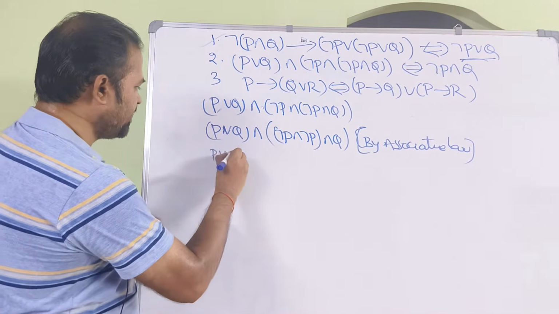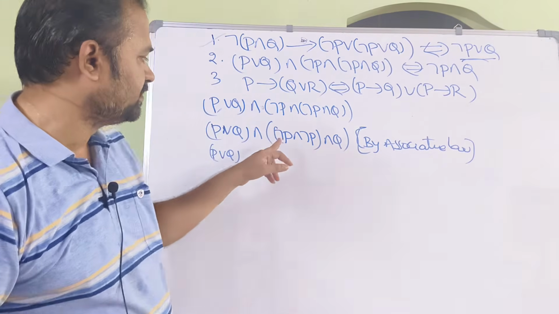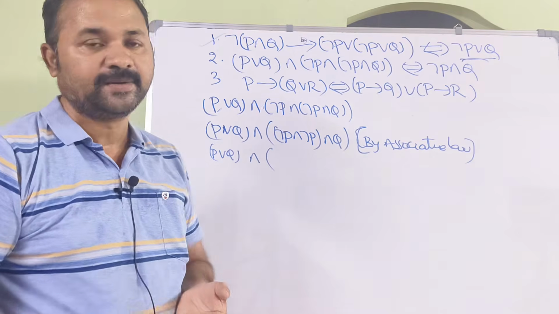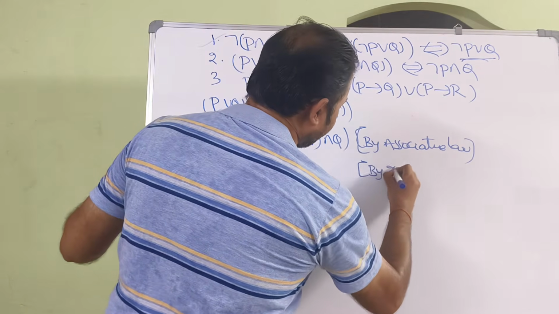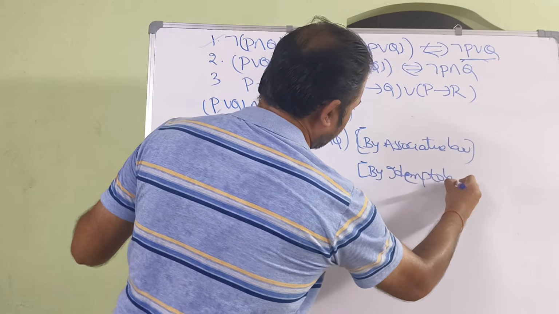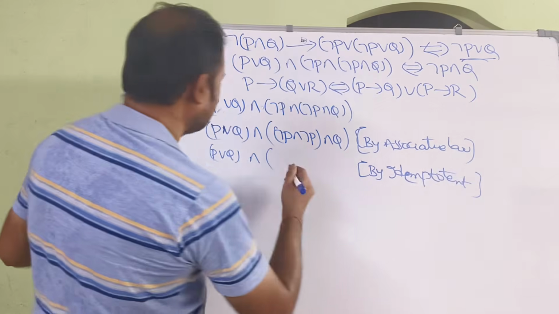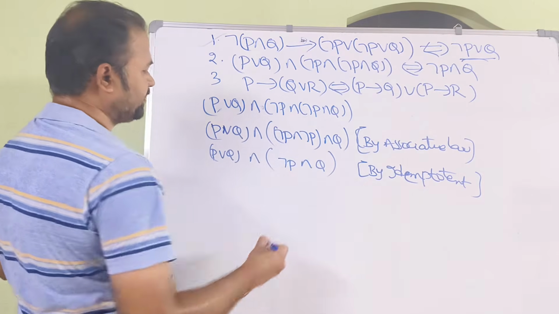Next, P or Q and negation P and negation P. This is in the form P and P. P and P is nothing but P only. So this is which law? Idempotent law. So negation P and Q and Q.